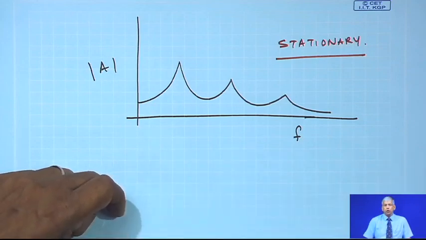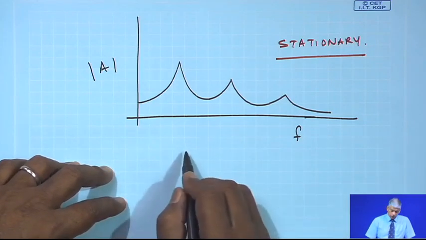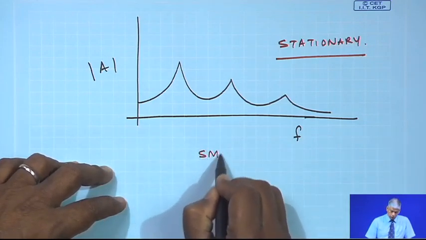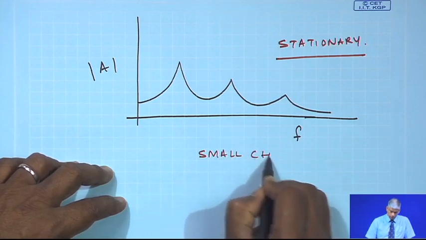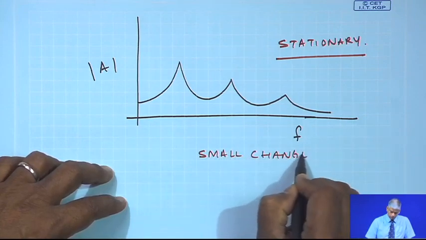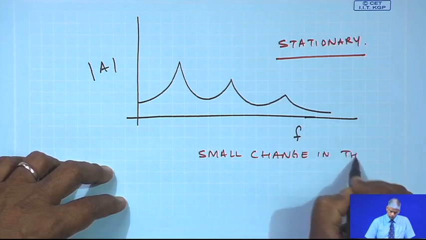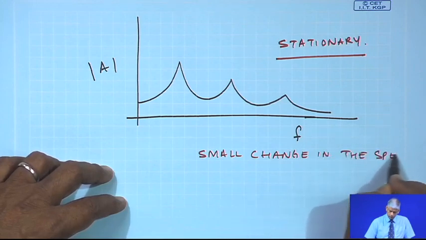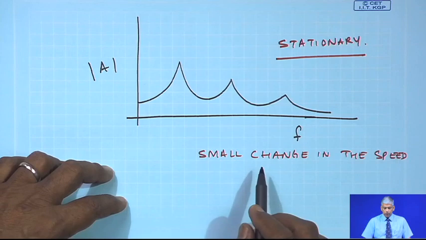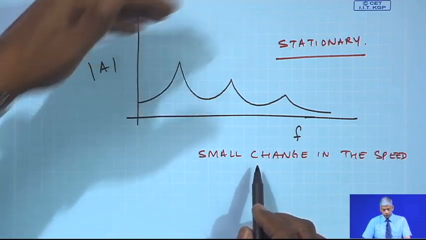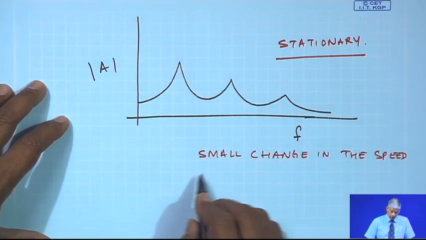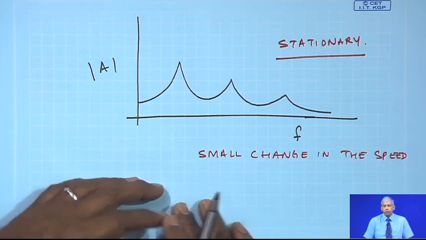Okay. But what happens if there is a small change in the speed, and if I am doing multiple frequency domain transformations? We will discuss this later on. To reduce the random error in any measurements, we must average.